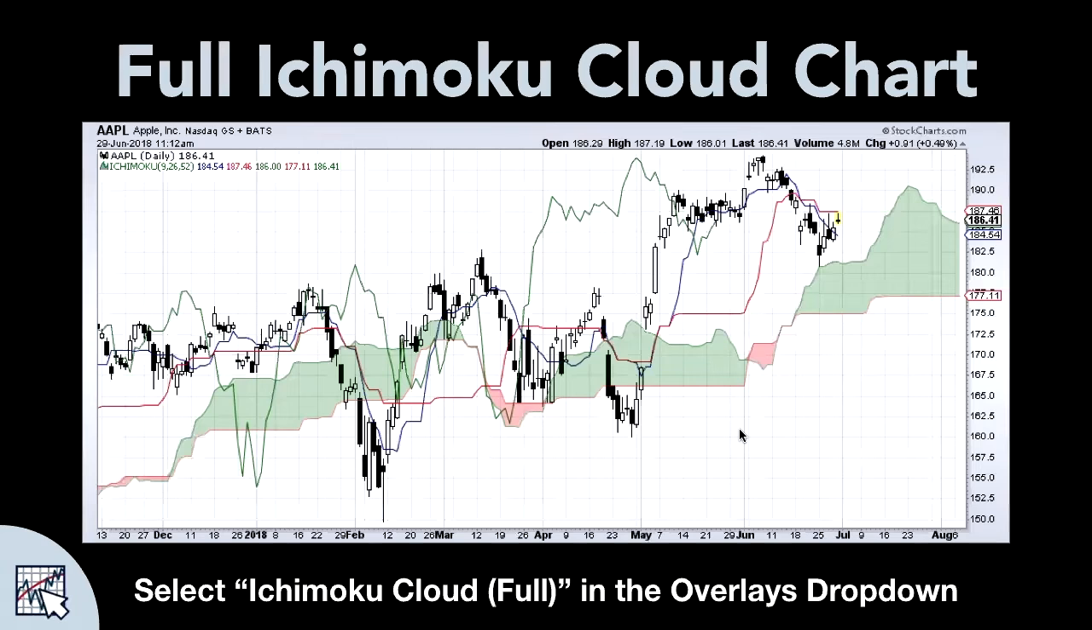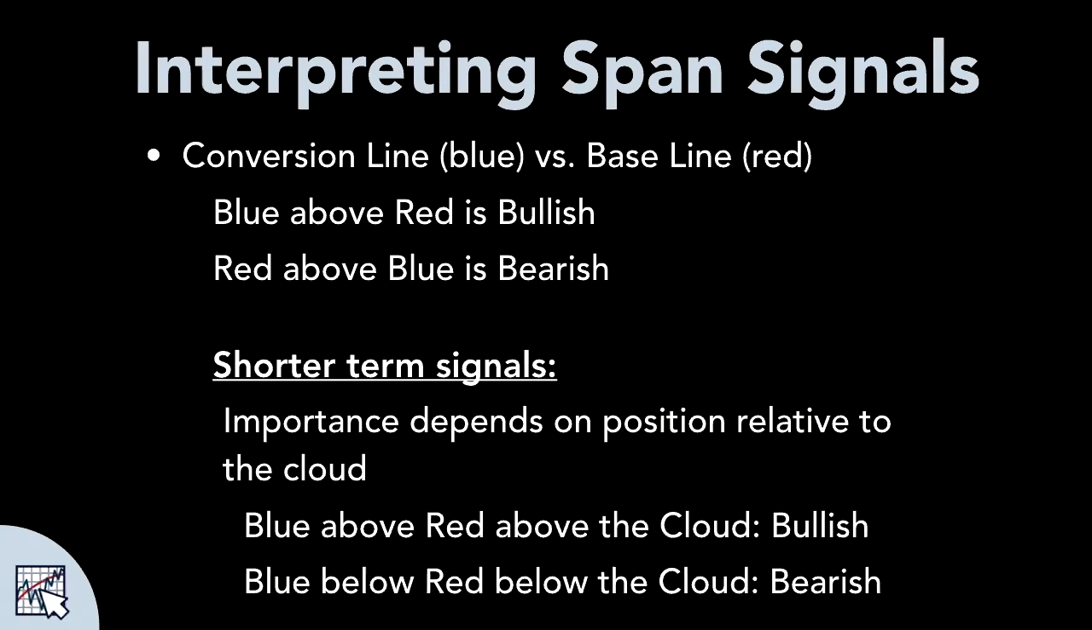But now let's talk about those three lines and what they mean and how you interpret them. They're called span lines, and I call the signals that they generate span signals as opposed to cloud signals. So the first thing is the red and the blue lines. The red and the blue lines are called the conversion line and the baseline, and their interaction is something else that can be really interesting and give you some nice signals to consider. First, if the blue is above the red, it's considered bullish, and if the red is above the blue, it's considered bearish. These are generally shorter term signals, possibly week long, maybe up to a month long.